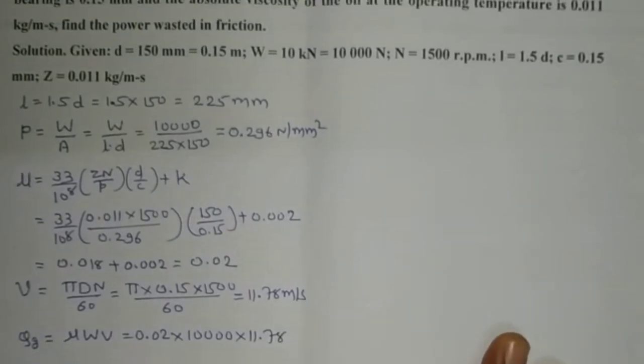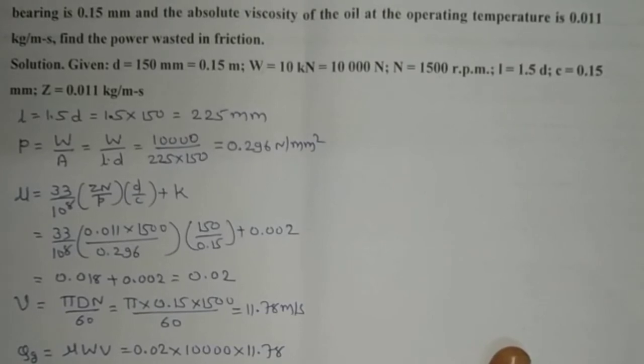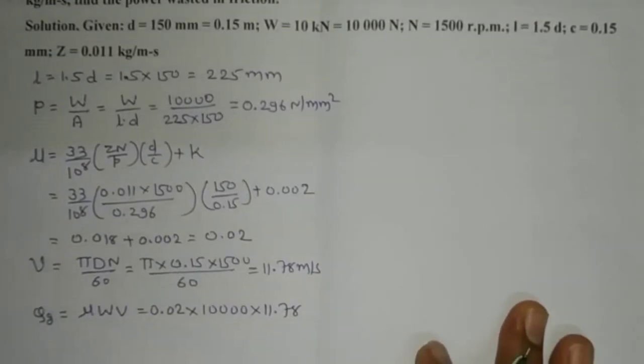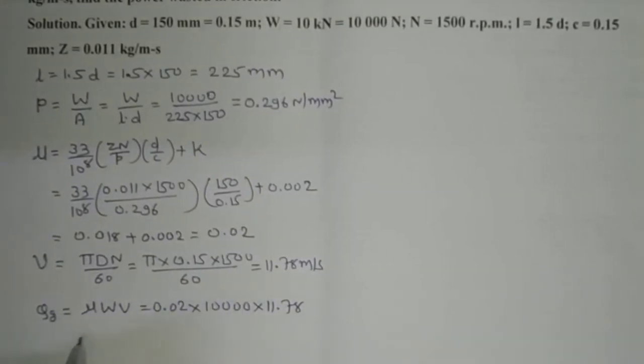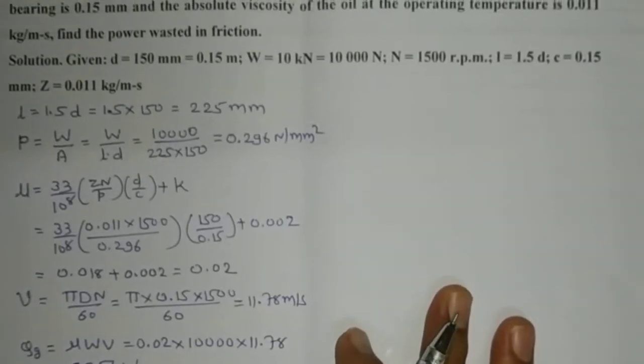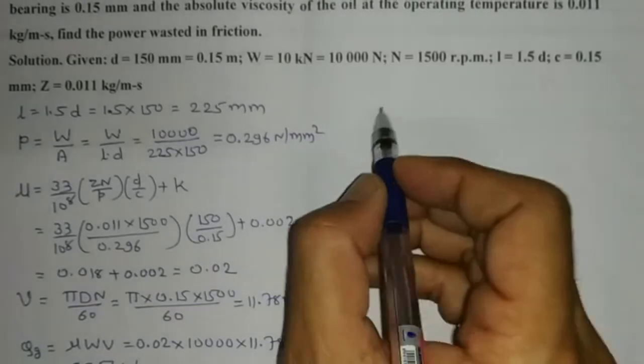Okay, so therefore now Qg is equal to heat generated, 2356 watt. Okay, so therefore we can say the power wasted in friction.